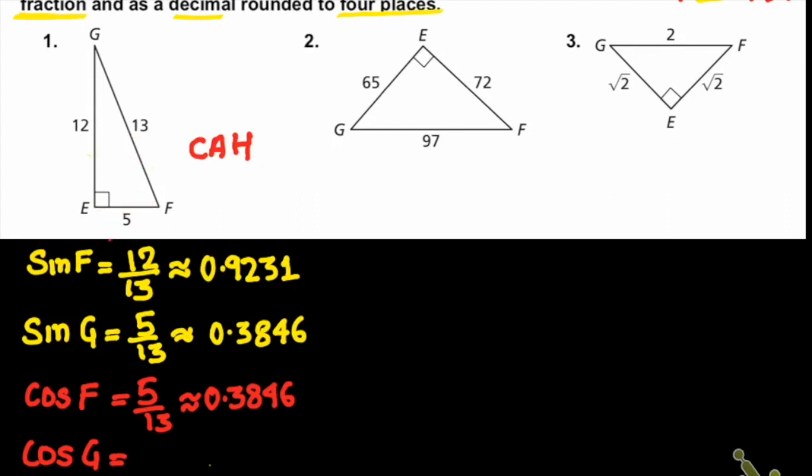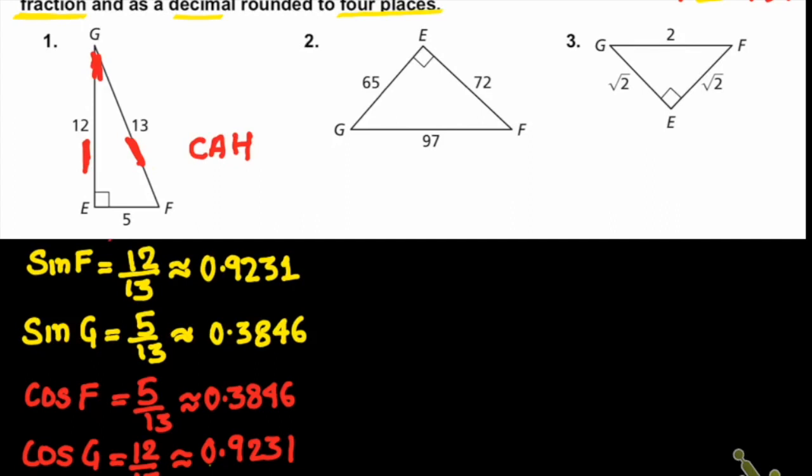Now to get the cosine of angle G, cosine is CAH, adjacent over hypotenuse for this angle. That's going to be 12 over 13, which we already calculated at the very first, the same expression, so no need to plug it in the calculator. So that's 0.9231. All right, let's move to the next part.